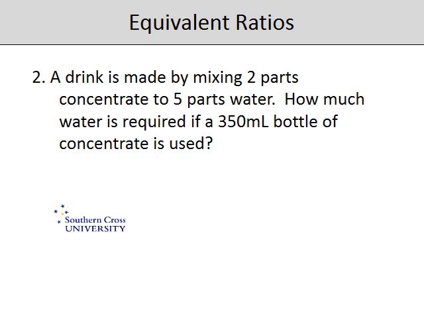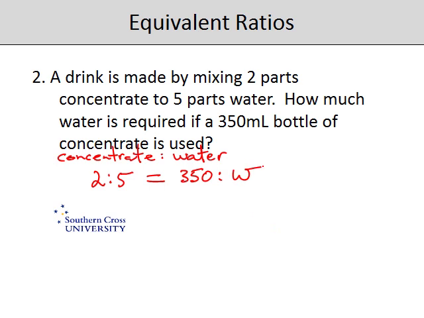Question 2. A drink is made by mixing 2 parts concentrate to 5 parts water. So that means the ratio of concentrate to water is 2 to 5. And if we want to keep that ratio going, but we know that we have 350 mils of concentrate, then we'll need a certain amount of water to go with it, which I'll call W.